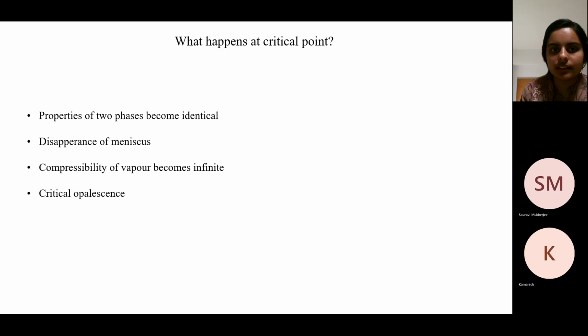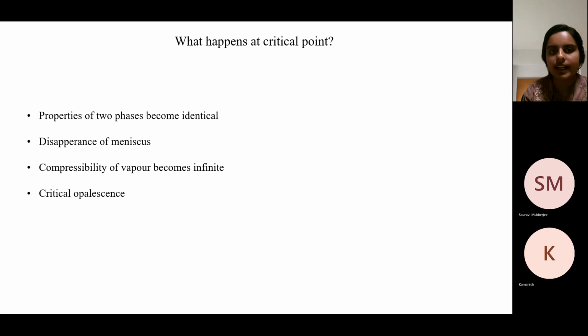Okay. So that means that initially, if you have a liquid phase and a vapor phase, there is a meniscus, or an interface, that differentiates the two phases. But now when the properties of the two phases become identical, this meniscus disappears. Okay. And in this region, the compressibility of vapor becomes infinite. And one very well known property that is visually seen at the critical point is the critical opalescence.